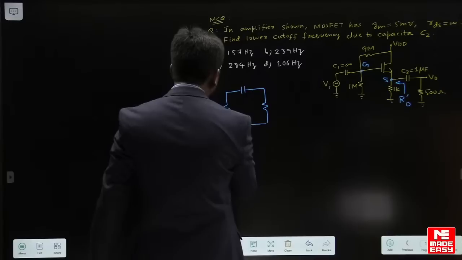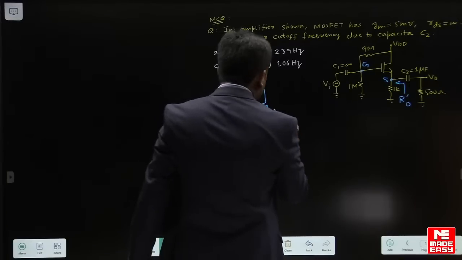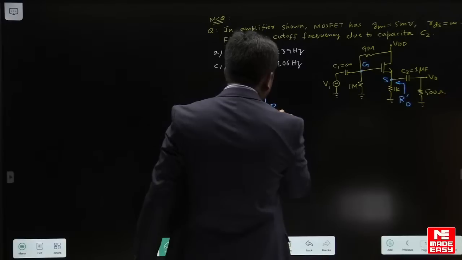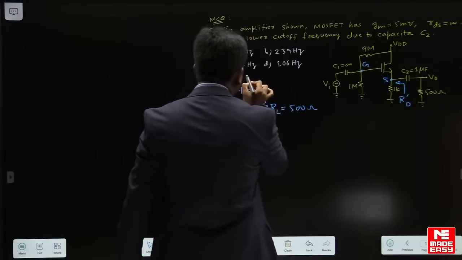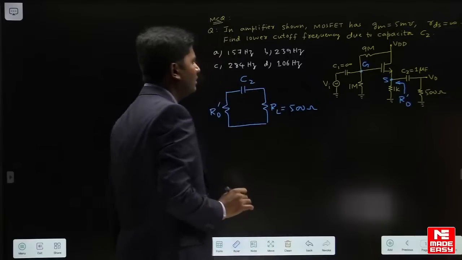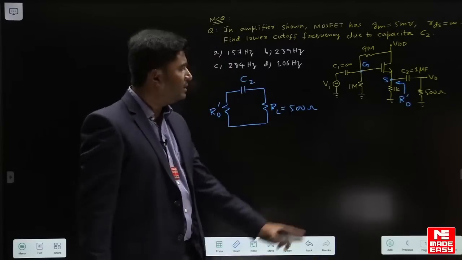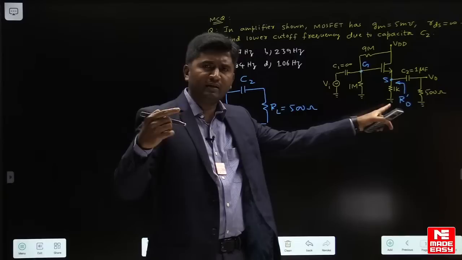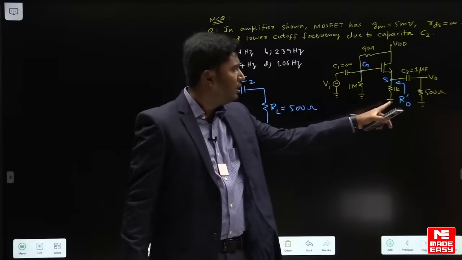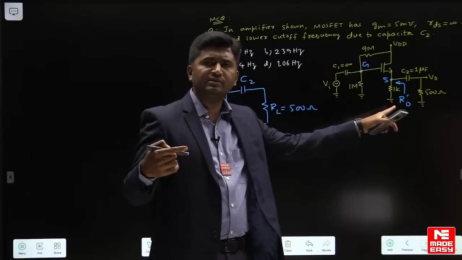This R0 dash, this is 500 ohm that we can take as RL, let us say RL equal to 500 ohms, and this is your capacitor C2. Now your task is to find this R0 dash. You calculate it, that I leave as a self exercise for you. You know how to find output resistance for a given amplifier.